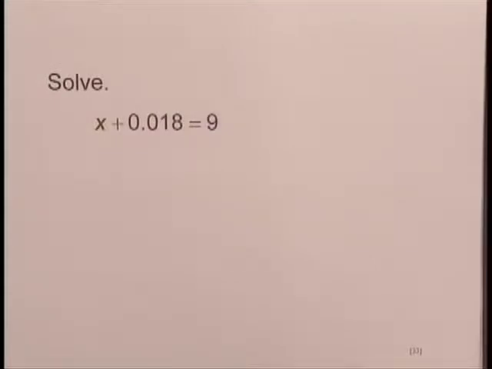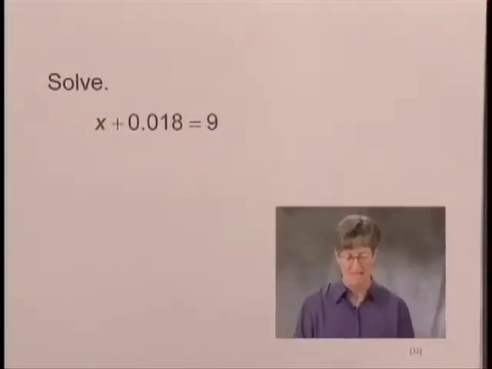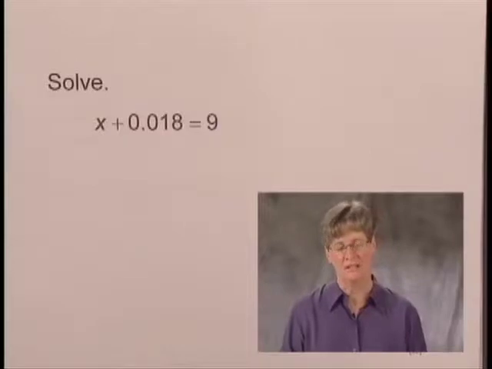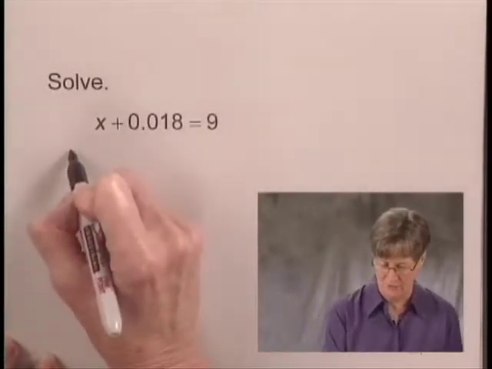We'll solve an equation involving decimal notation. The equation is x plus 0.018 equals 9. Now, to get x alone on the left side of the equation, we need to subtract 0.018 on both sides of the equation. And let's do that.